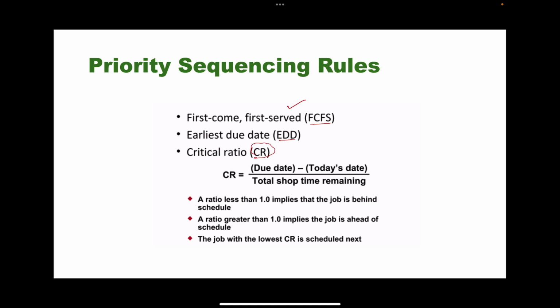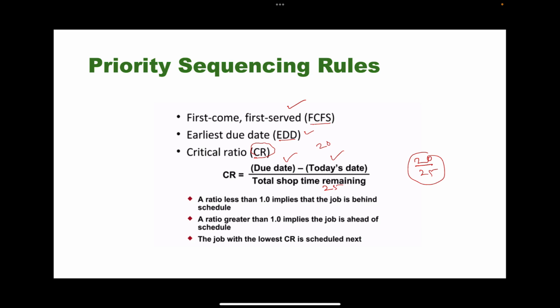These are obvious, what you mean by earliest due date and first come first serve rules. The critical ratio method is given by this one, that is due date minus today's date, which may come to be 20, divided by the total shop time remaining. That means the work that needs to be spent to complete that job. Sometimes it may be 25, that means 20 by 25. This will be the critical ratio.